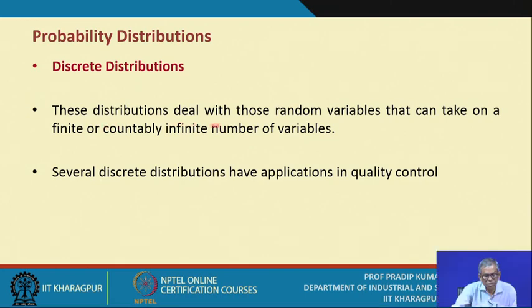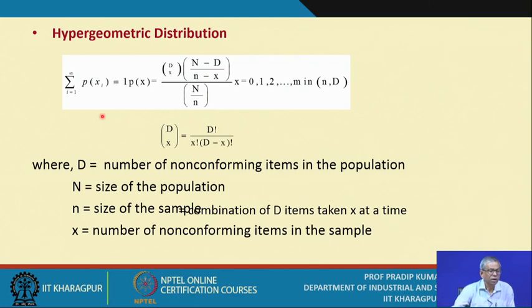These distributions deal with random variables that can take on a finite or countably infinite number of values. Essentially, they can assume integer values. Several discrete distributions have applications in quality control, so I will just name them. The first one is the hypergeometric distribution, which has a lot of applications.